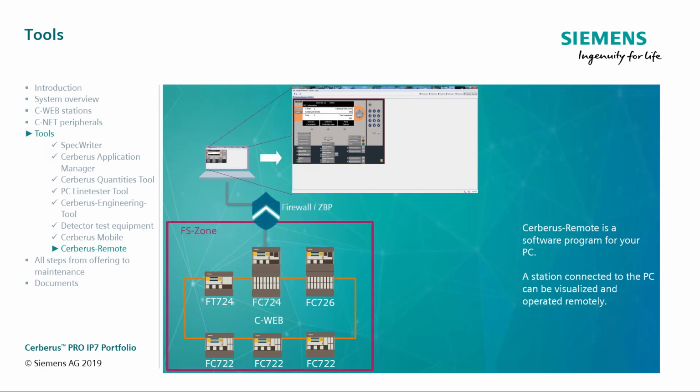If the Cerberus Remote PC is connected via an untrustworthy network, you will need a firewall as zone boundary protection to protect the C-Web from unauthorized access. For further information, please read the FS 720 Network Security Guidelines.